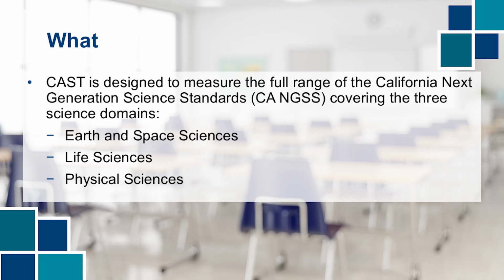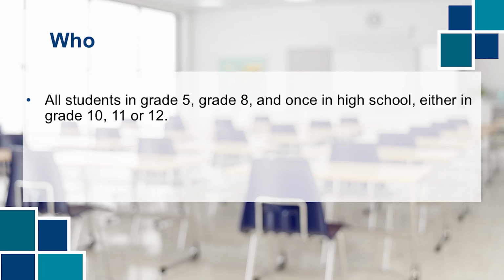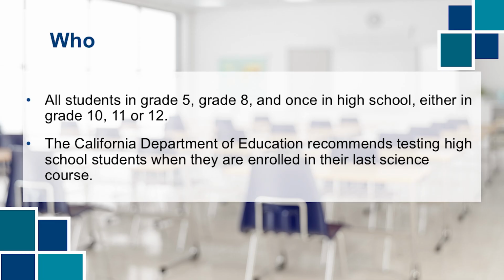in the natural world. Who takes CAST? All students take CAST in grade 5, grade 8, and once in high school, either in grade 10, 11, or 12, unless a student's active Individualized Education Program, or IEP, designates the California Alternate Assessments. High schools have the option to test students in grades 10, 11, or 12, as long as the student has been tested by the end of grade 12. The California Department of Education recommends testing high school students when they are enrolled in their last science course.